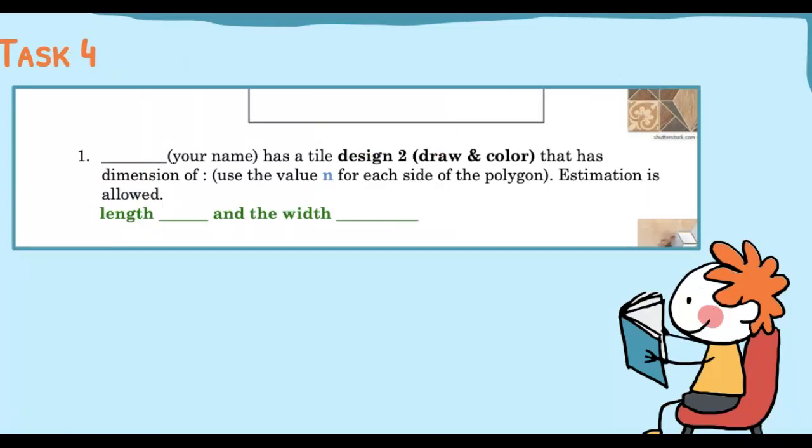So for task number 4, let's say for example, 1 has tile design 2. Remember the draw and color design? That is a dimension of, so whatever your length and your width is, right? So use the value of n for each side of the polygon. Estimation is allowed. Because I've noticed that some of you created a big rectangle, small rectangle.